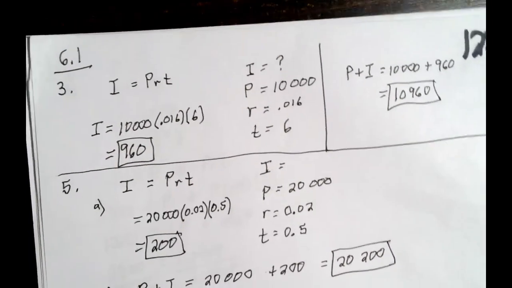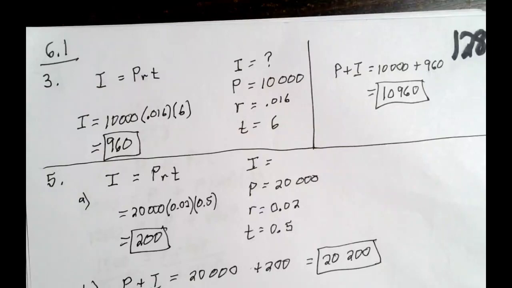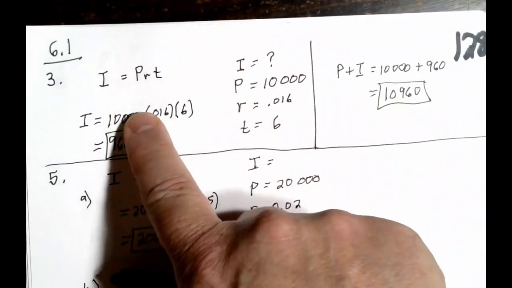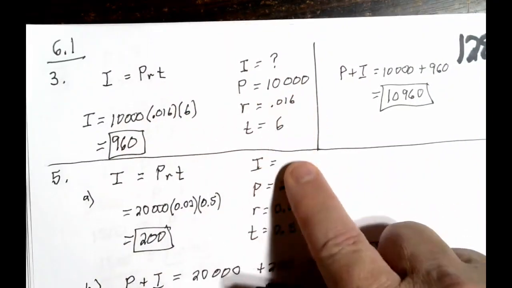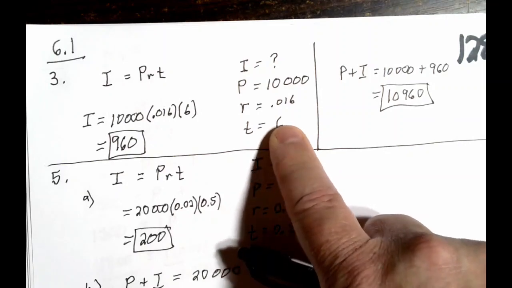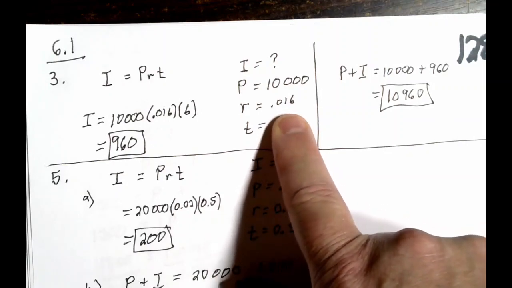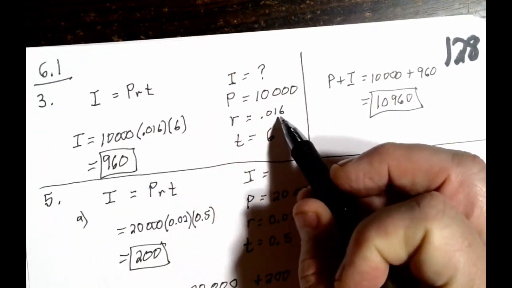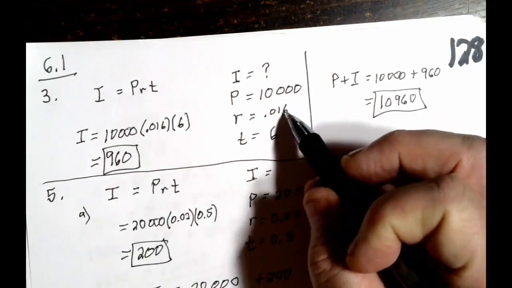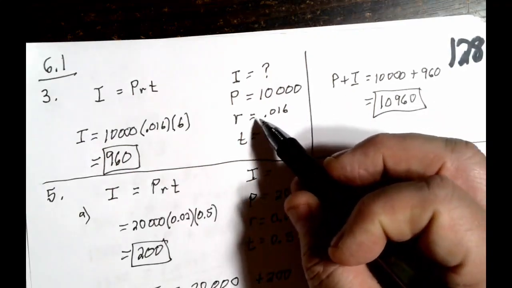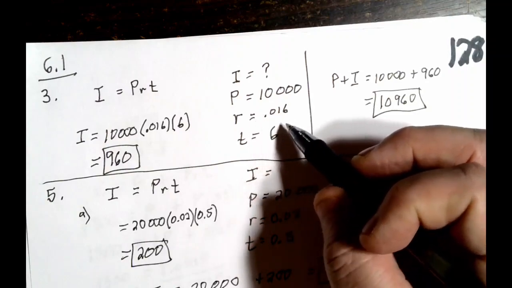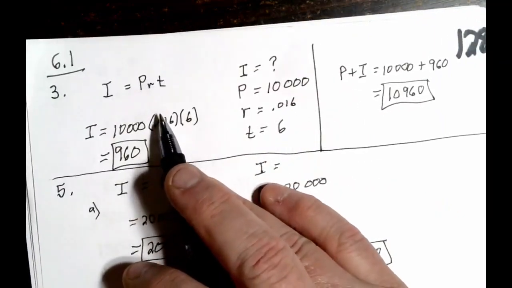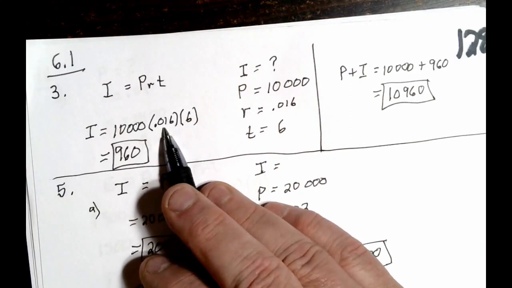Alright, in 6.1, they talk about finances, different financial formulas. The first one, question 3, says $10,000 is invested for 6 years at a simple interest rate of 1.6%. So notice 1.6 is moved over two places to 0.016, or 1.6 divided by 100. You can either move the decimal over two places to the left, or you can divide by 100, either one.